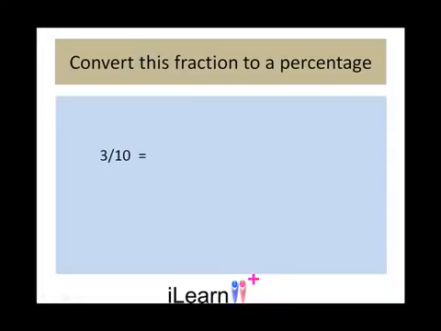So, to change the denominator of 3/10 into 100, you will multiply by 10. 10 times 10 equals 100. So multiplying the denominator by 10 gives you 100. If we have multiplied the bottom by 10, then we must also multiply the top by 10.